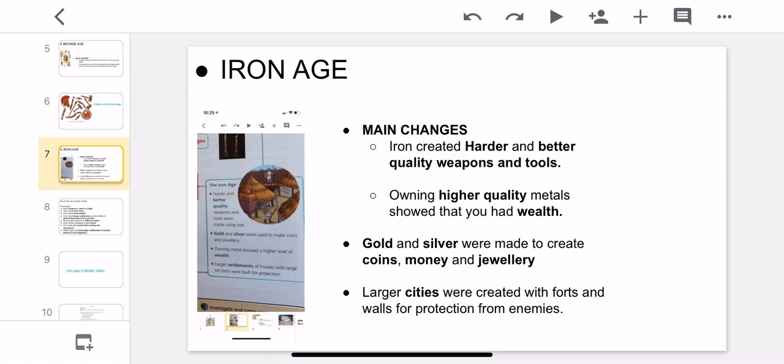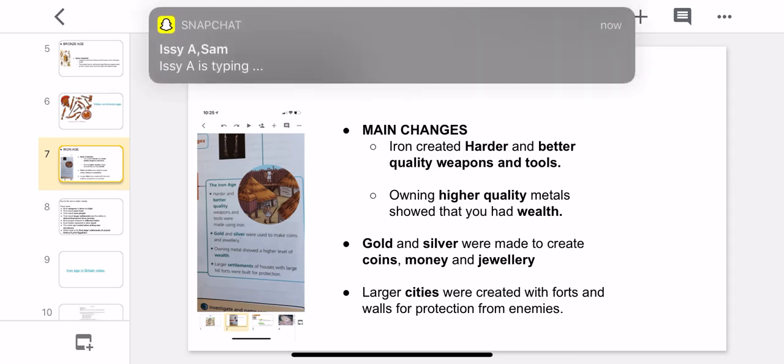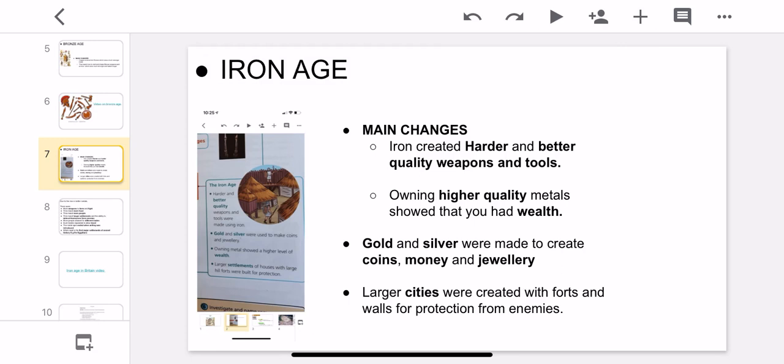Next, we have the Iron Age. Now, the Iron Age was when weapons were created harder and better. This is because iron was harder and therefore created better quality weapons and tools. Owning higher quality metals showed that you had wealth in society. And gold and silver were made to create coins, money, and jewellery.